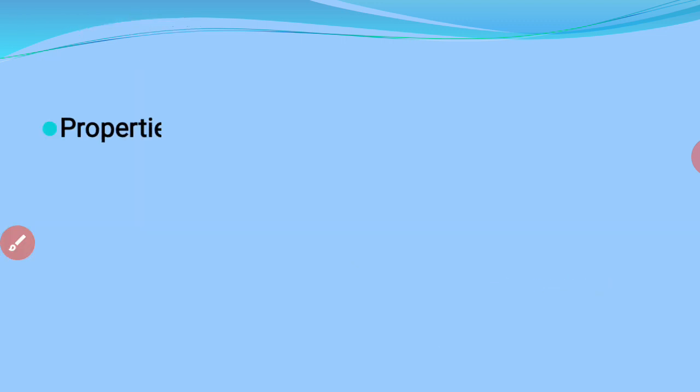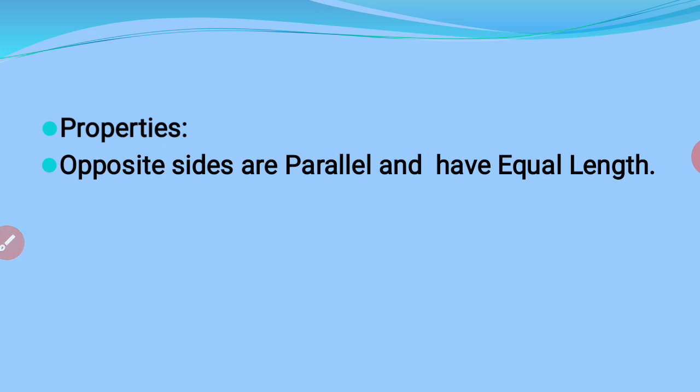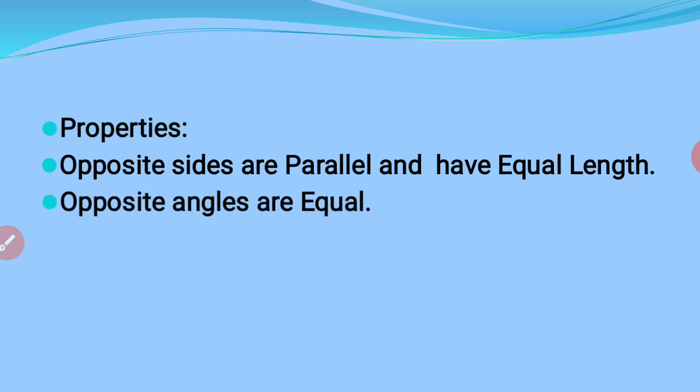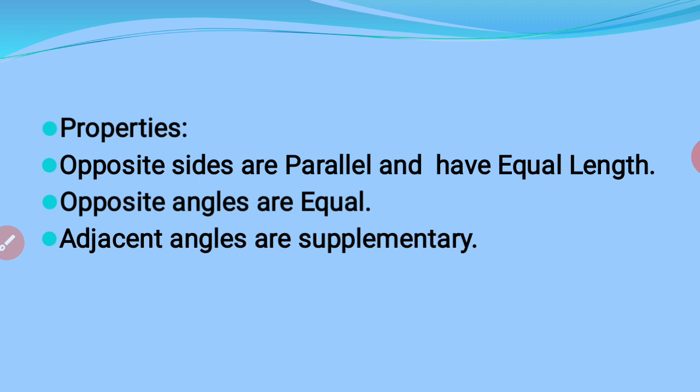Now the properties of a parallelogram: opposite sides are parallel and they are equal in length also. They are parallel as well as equal. Opposite angles are also equal. So we can say easily that the angles which are opposite to each other are equal in measure. Adjacent angles are supplementary, because adjacent angles will be forming co-interior angles since the lines are parallel. That is why their sum is supplementary.